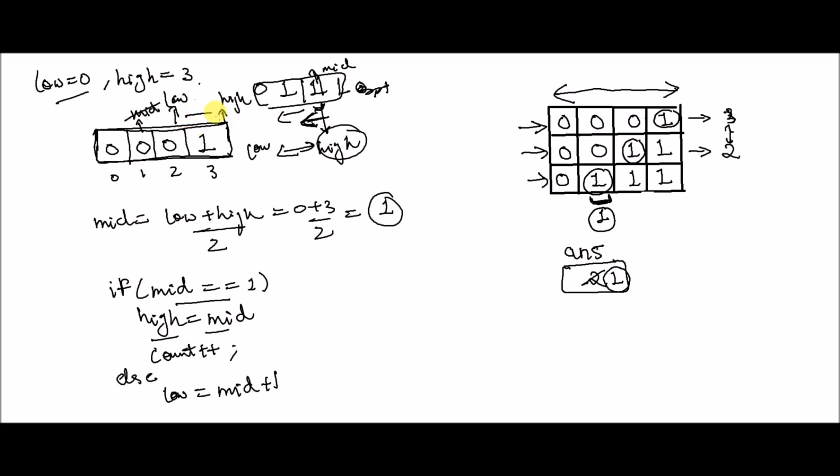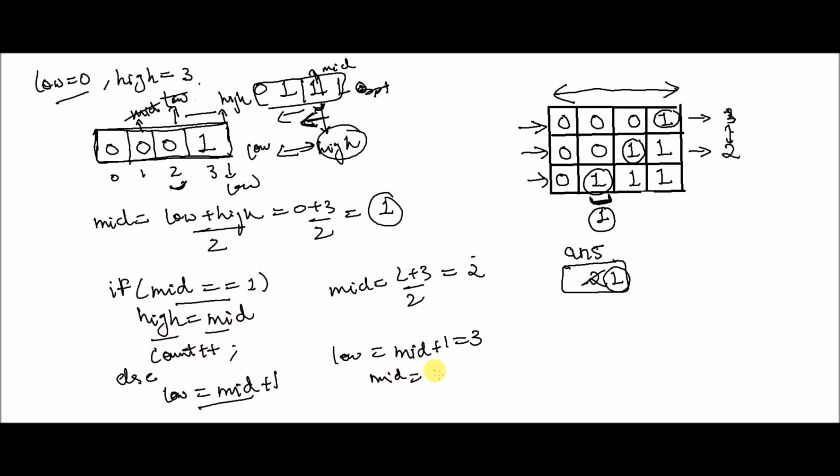Now again we count mid, which will be equal to (low plus high) by 2, that is (2 plus 3) by 2, and that will come out to be the second index. At the second index you can see again it is 0, so again low will be mid plus 1, and low will come at 3. So low will finally reach here, and now since it is 1, our mid will be (3 plus 3) by 2, that is the third index. At the third index you can see that mid is 1, so high is equal to mid.